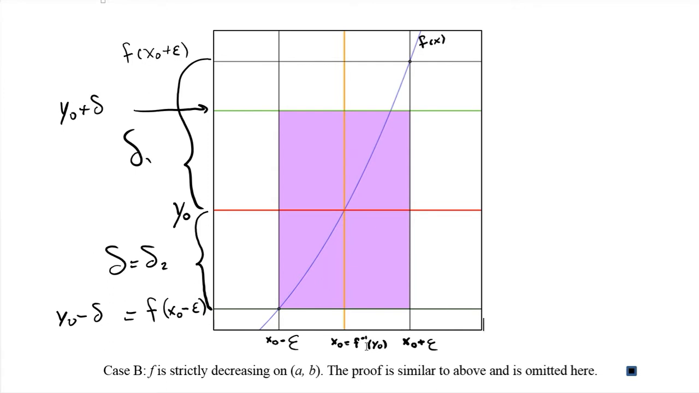And this whole thing may be defined on some interval. Let's say our interval runs from, say, a to b. There's our original interval there.